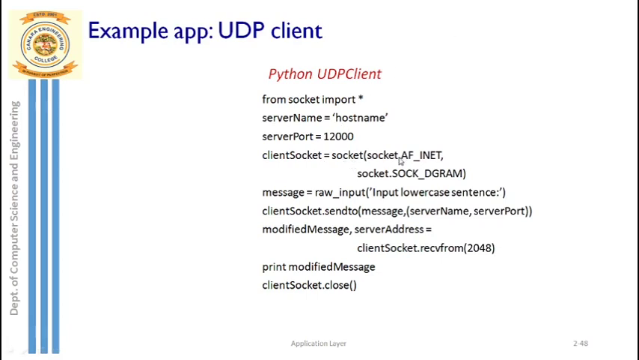Socket, and the first part is the IP address, the second part is socket datagram, which indicates this is a UDP socket. Once this is called, what is it going to return? It is going to return the port address of the newly created client socket. That newly created socket's port address is received and stored in this client socket variable.